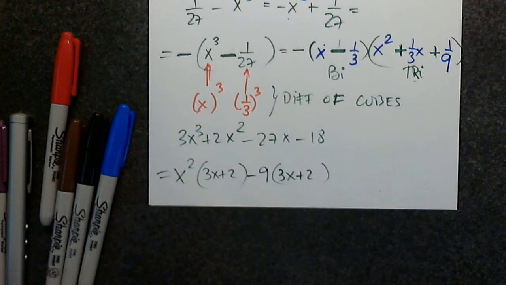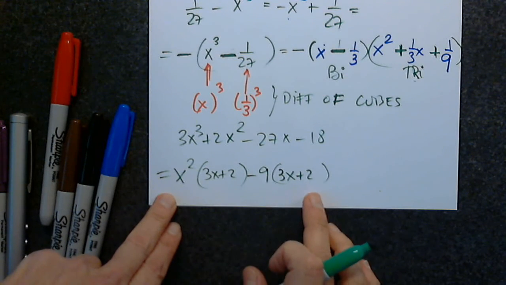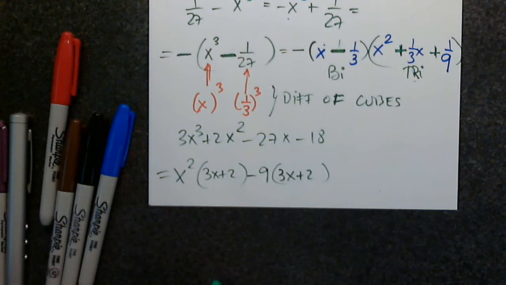Negative 9. Do you all agree with negative 9? Negative 9 times 3x is negative 27x. Negative 9 times 2 is negative 18. Correct? Yes. Very good. What is the common factor now that I need to pull out? 3x plus 2. Very good. What is left in parentheses? x squared minus 9.